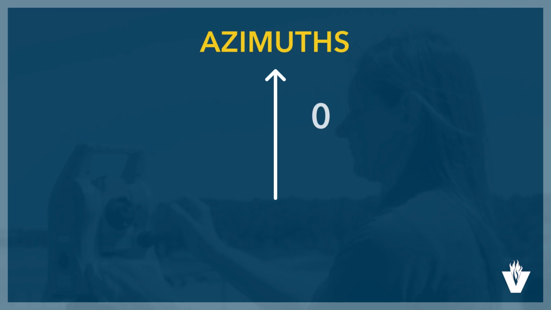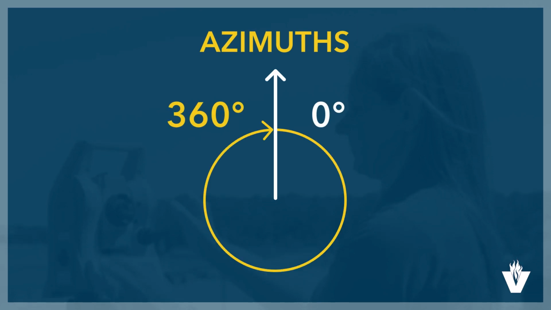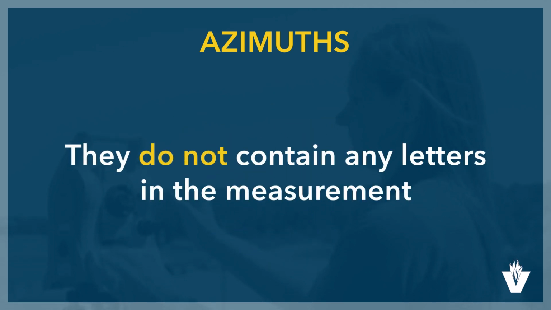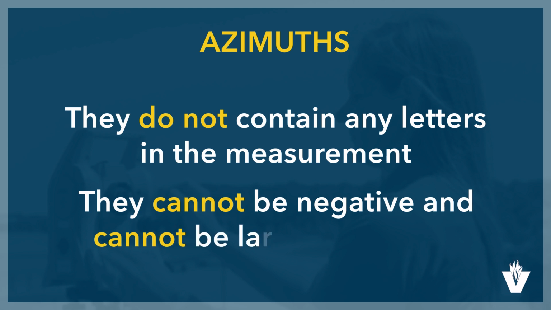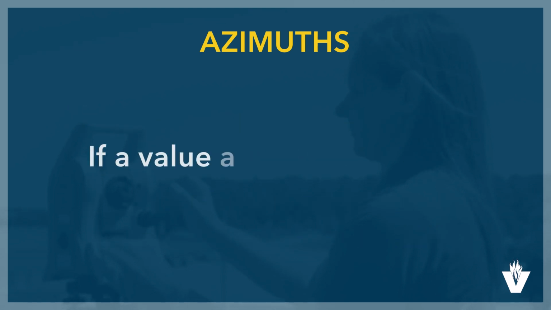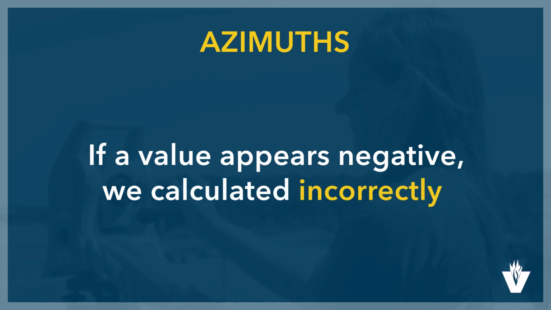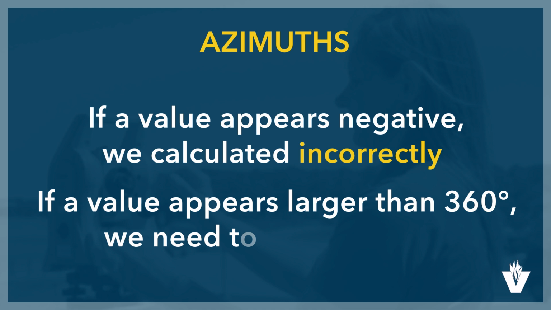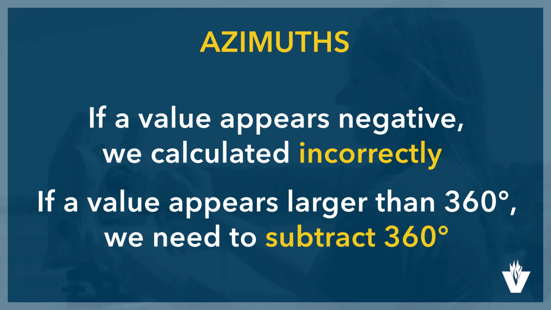Azimuths range in size from 0 degrees to 360 degrees. They are measured clockwise around a full circle. They do not contain any letters in the measurement. They cannot be negative and cannot be larger than 360 degrees. If a value appears negative, we calculate it incorrectly. If a value appears larger than 360 degrees, we need to subtract 360 degrees.